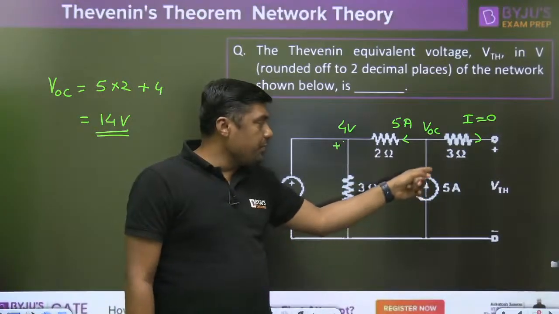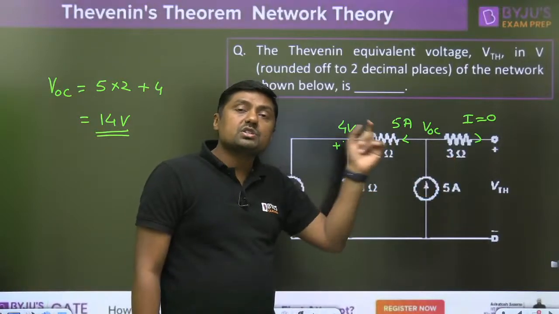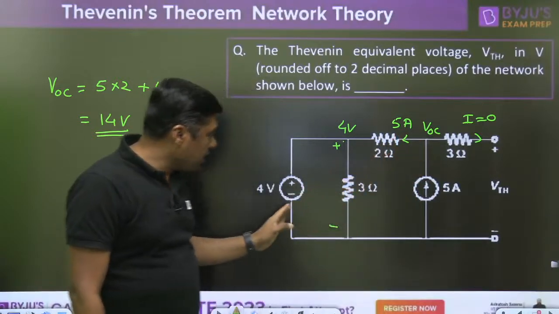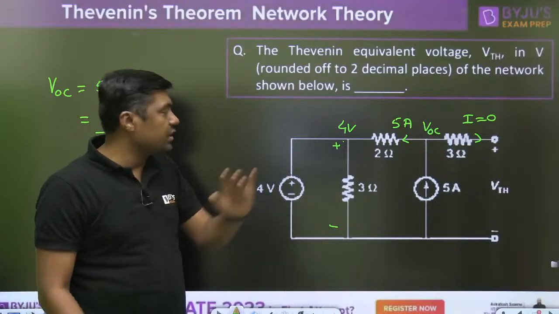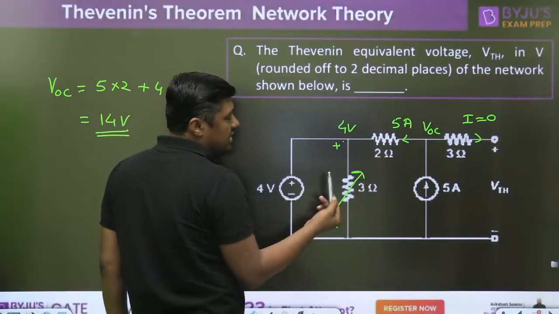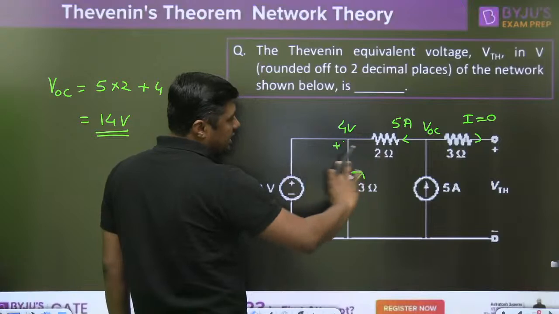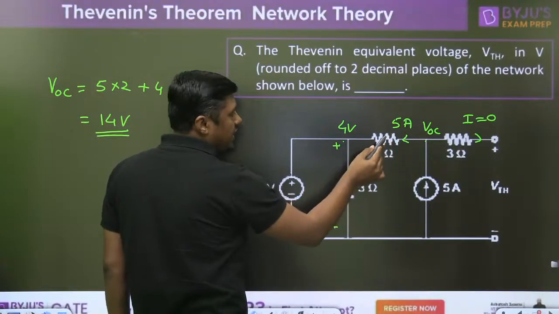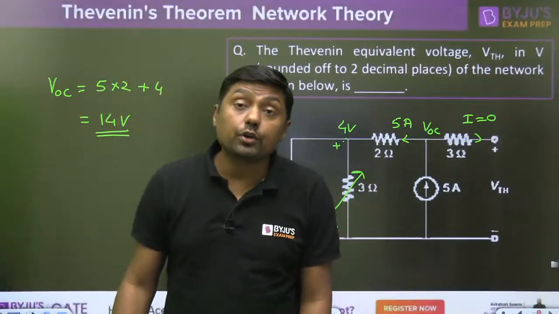Now, try to understand this concept. This 5 ampere current will pass here. What is the current through the 3 ohm resistor? 0. Now, at this point, if suppose I am connecting a 3 ohm parallel to 4 volt, you can remove this 3 ohm resistor because the voltage will remain the same. It doesn't matter what the value of this resistor is. The voltage at this point will remain 4 volt because it is connected in parallel. Write down the KVL: VOC is equal to 5 into 2 plus 4. I think this question is clear. That is 14 volt.